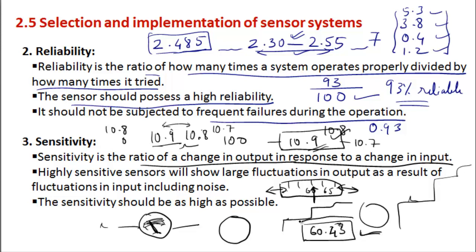So it means that this digital weighing machine has very good sensitivity. So generally you would want the sensor to have very high sensitivity, but again, with respect to price, as the sensitivity increases, the price will increase. If you don't want a very highly sensitive system, you can do away with it.